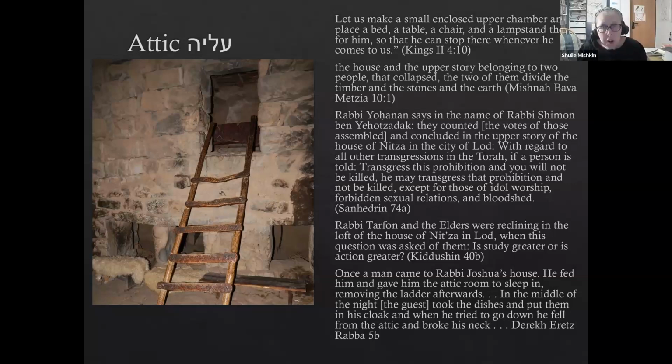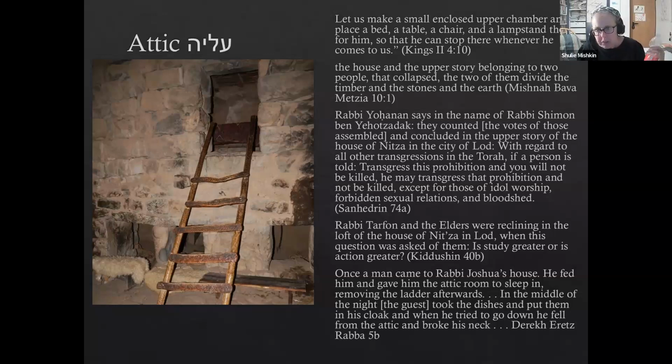And after a while, she says, he comes all the time. Let's make him a small enclosed upper chamber, an aliyat gag, and put a bed, a table, right? It's a great pasuk because it tells you what were basic things that people needed. A bed, a table, a chair, and a lampstand so that he can come and stop there whenever he comes to us, right?